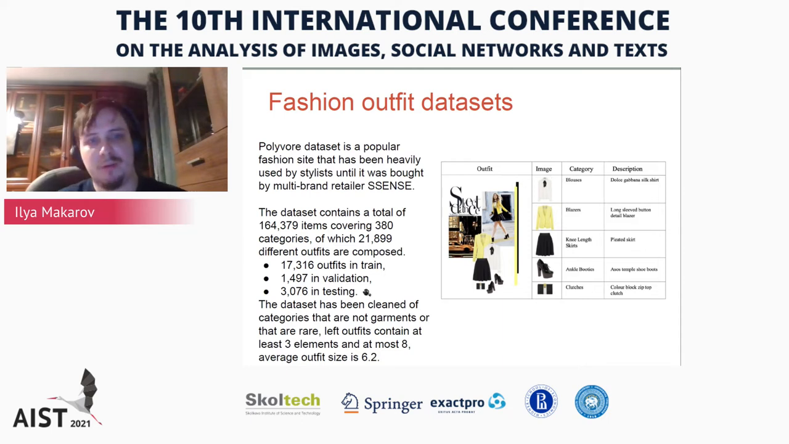We do a number of pre-processing steps, basically cleaning categories that are not garments or that are rare, and we leave outfits which contain at least three elements and at most eight elements. The average number of clothes and accessories in an outfit was 6.2 in the cleaned datasets.